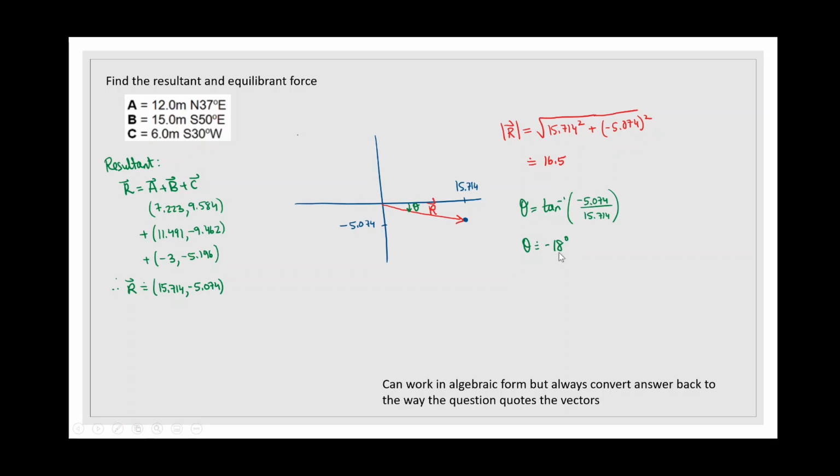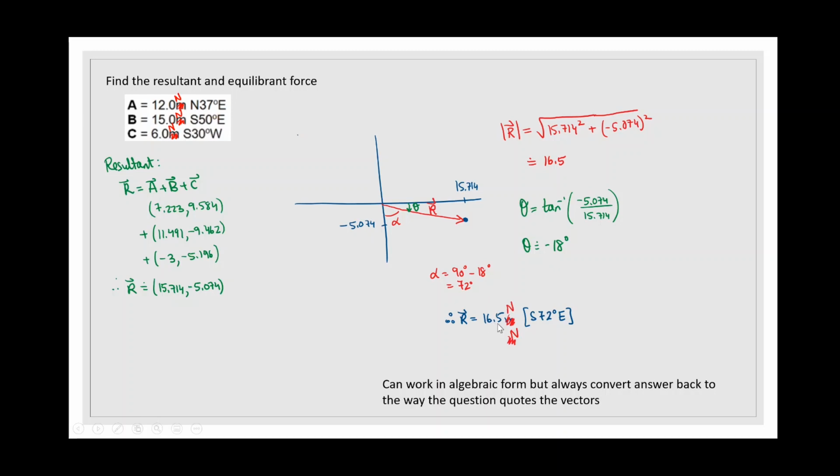So what does that mean? This means that this angle is going from the positive x-axis, but going in a clockwise direction instead of the usual way that we rotate, at negative 18 degrees. And because we want to quote this in relation to the north-south line first, we can find the alpha angle using complementary angles with the 18 degrees. And then we can say that the resultant.